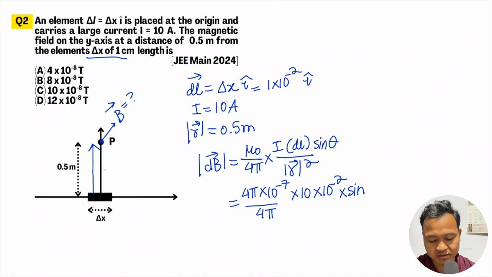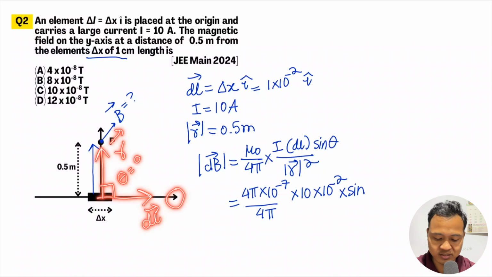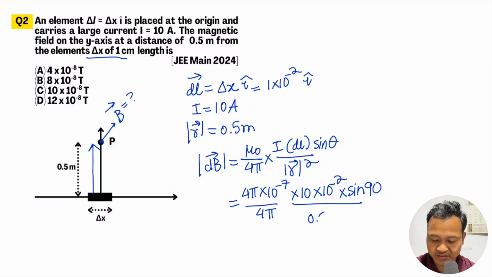So you have dl along the current direction. Here this is dl, the direction of the current. And dl and r are perpendicular, so theta will be 90 degrees. So sin 90 is 1, divided by 0.5 the whole square, 0.5 into 0.5.